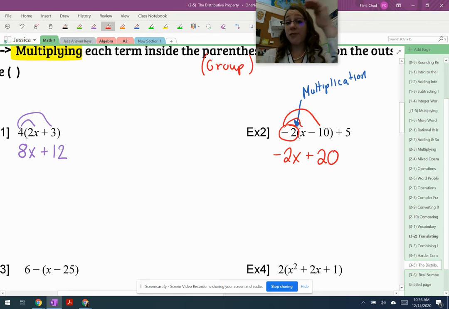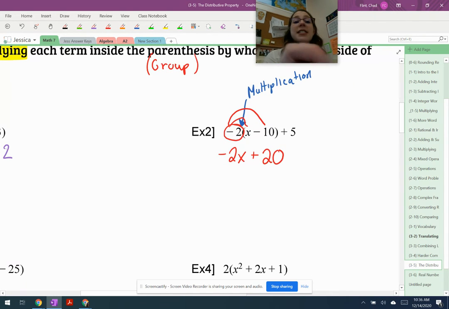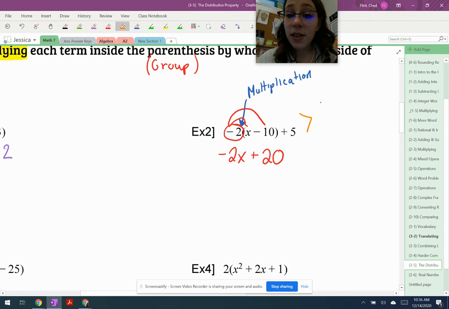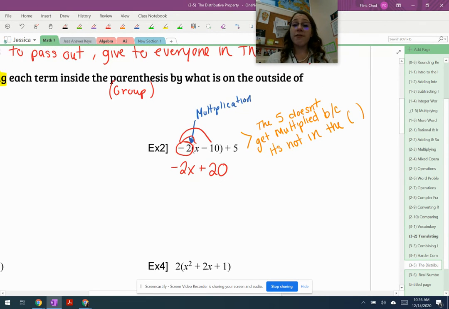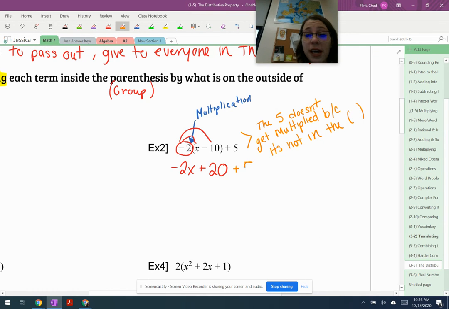Now, does that +5 need to get multiplied by the -2? It does not, because it's not in the parentheses. The 5 doesn't get multiplied because it's not in the parentheses. Tried to make that line look nice. So that's why that 5 doesn't get multiplied, it just gets carried down.